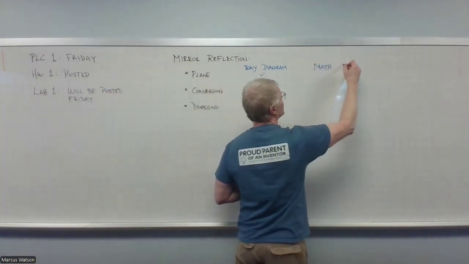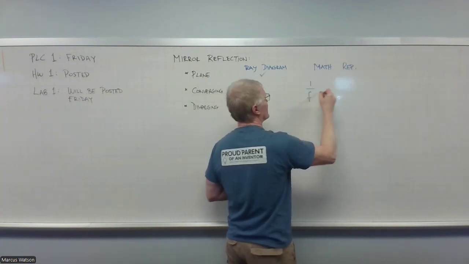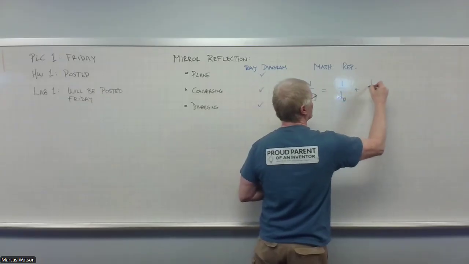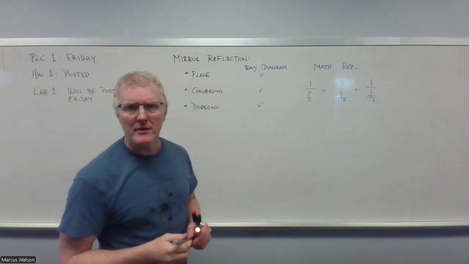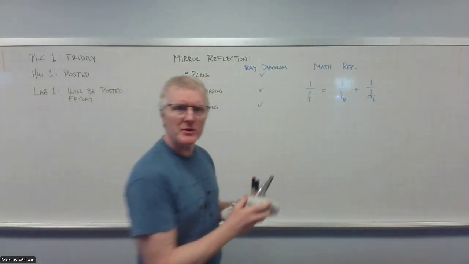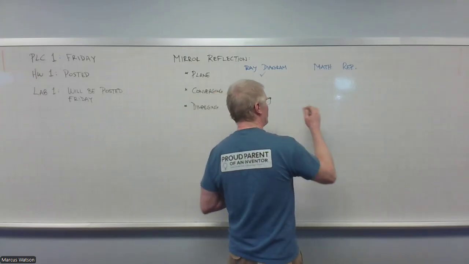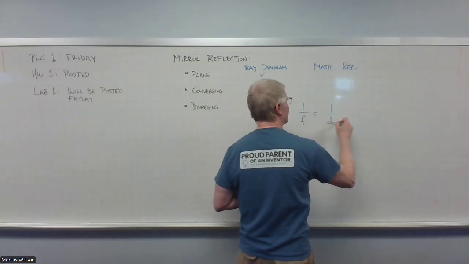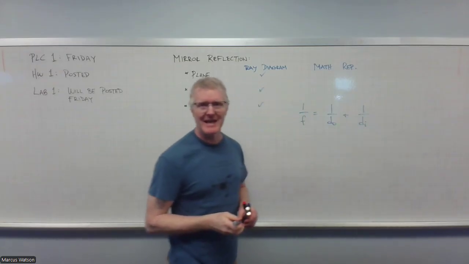And the math representation looks like this, where the focal length, a bit of glare there. Let me just draw it. I'll write it a little bit lower so you can see it. The focal length is F. The object distance is DO, and the image distance is DI.